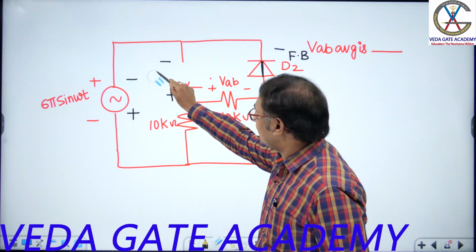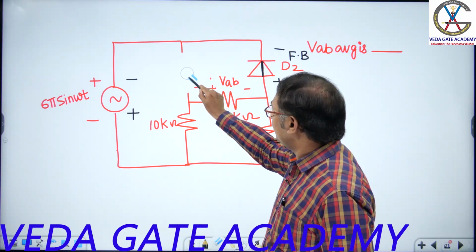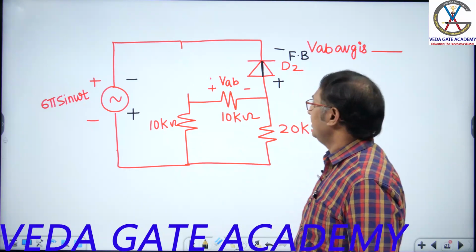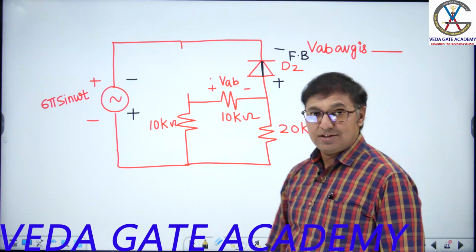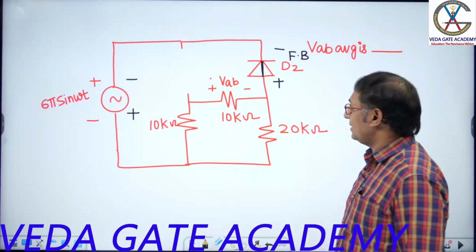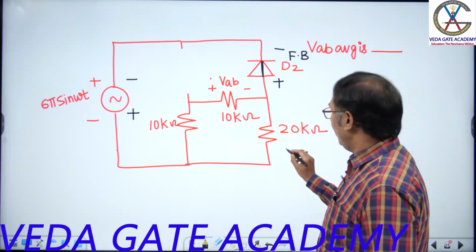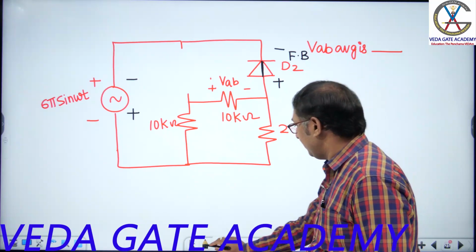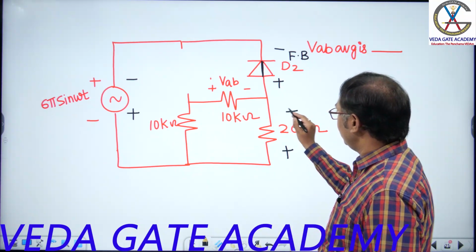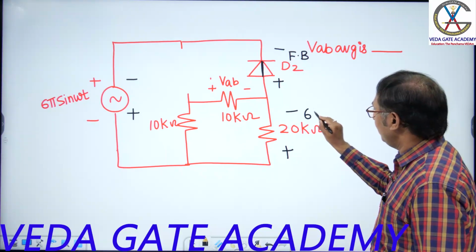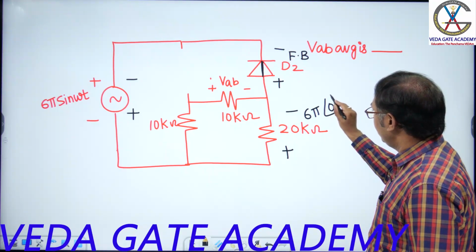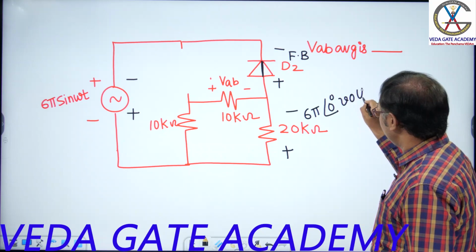Now I don't require this. You tell me: which resistor has the complete supply voltage? What is the voltage across this? Started positive, go to negative, following the KVL sign convention. This will have the complete supply voltage, 6π at an angle 0 volts.